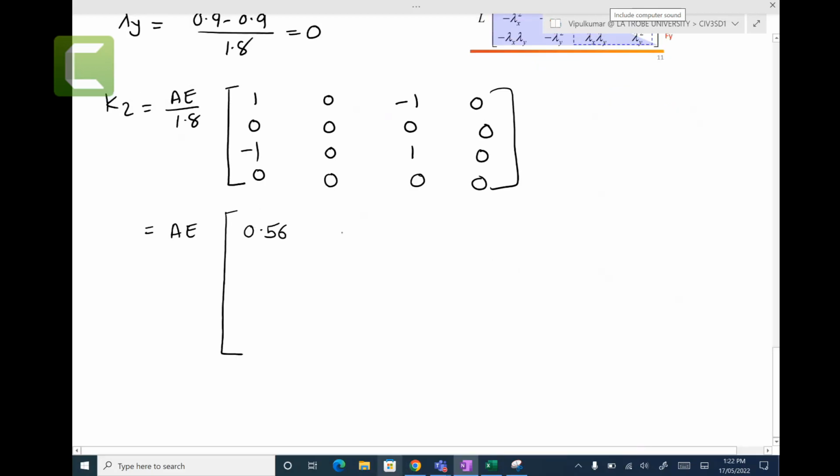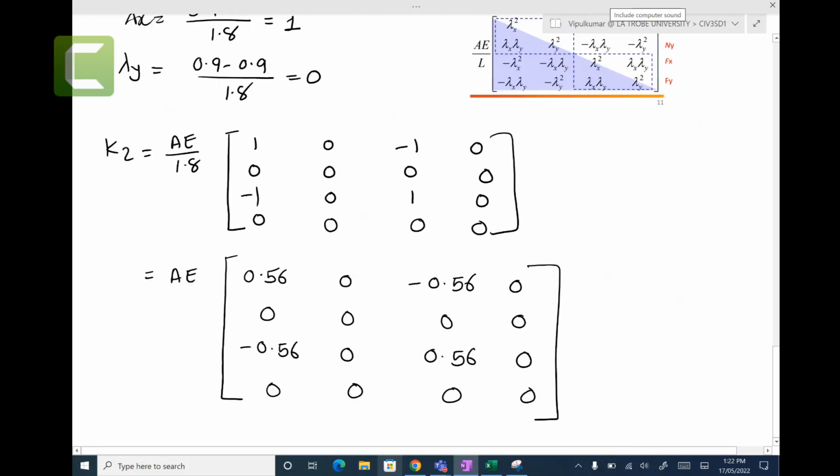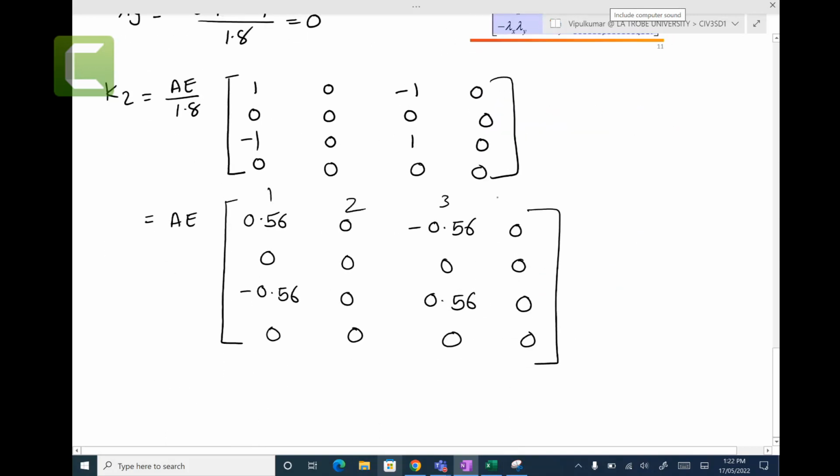0.56, 0, minus 0.56, 0, 0, 0, 0, 0, minus 0.56, 0, 0.56, 0, 0, 0, 0, 0. And the coordinates that we write are 1, 2, 3, 4. Easy. 1, 2, 3, 4. That is K2.